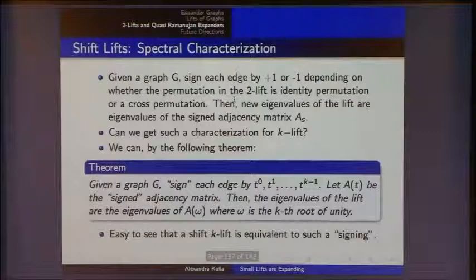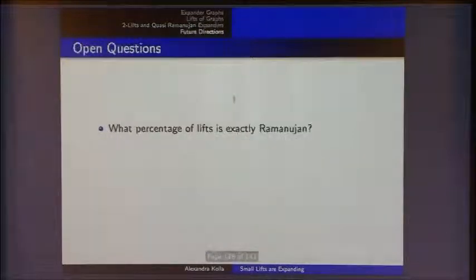And now our job becomes easy, because all we need to do is to bound the spectral radius of each of those matrices separately, and we get pretty much the same result with the same argument. In fact, we prove this, and then 2-lifts are a special case. Okay, so I have a couple of minutes for open questions.